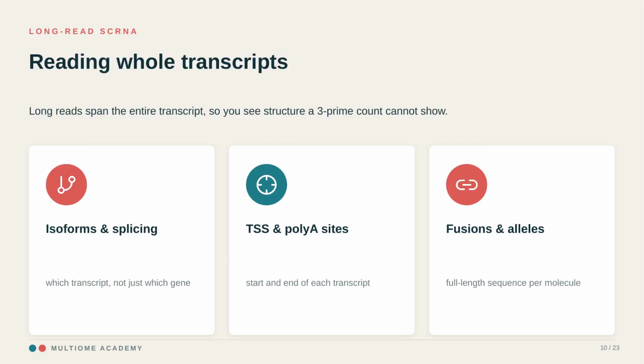Long-read single-cell RNA instead sequences the entire transcript. That lets you see structure a 3' count cannot, which isoform is expressed, not just which gene, the exact start and end sites of the transcript, and fusion transcripts or allele-specific sequence along the whole molecule.